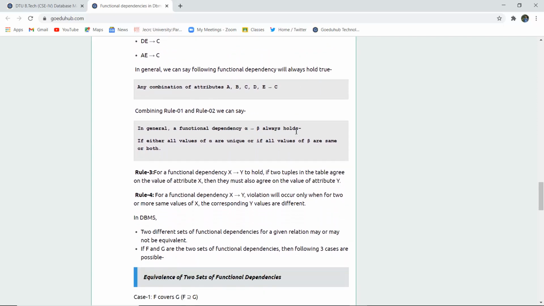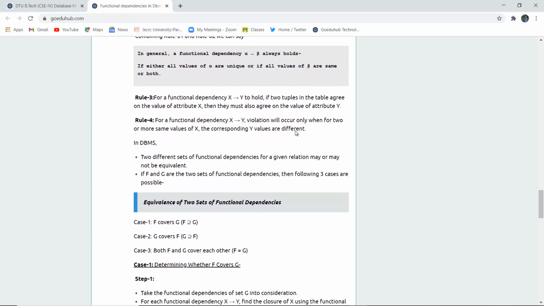So combining both the rules, in general what we can say is that a functional dependency alpha to beta always holds if either all the values of alpha are unique, or if all values of beta are the same, or both. If the values of alpha are unique, or the values of beta are the same, or both, then the functional dependency alpha to beta will always hold. Similarly, there are two other rules also.